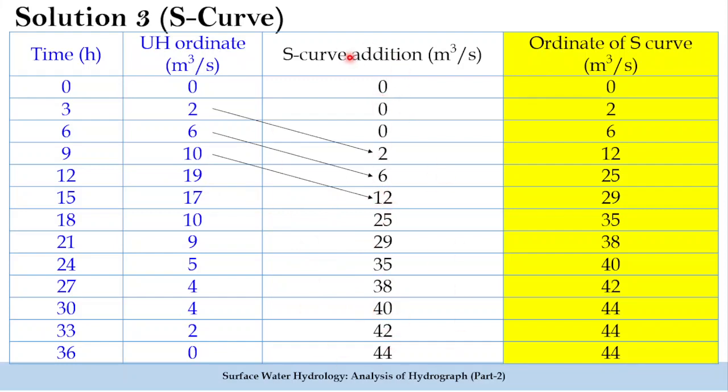Once we have obtained this entire column of the S-curve addition, the next step is to obtain the ordinates of the S-curve. It is now a very simple step. We just add the unit hydrograph ordinate with the S-curve addition to get the ordinate of the S-curve in meter cube per second. So 0 plus 0 is 0, 2 plus 0 is 2, 6 plus 0 is 6, 10 plus 2 is 12, 19 plus 6 is 25, and so on. Here we can see that the maximum value of the ordinate of the S-curve is 44. So 44 meter cube per second is the final response.